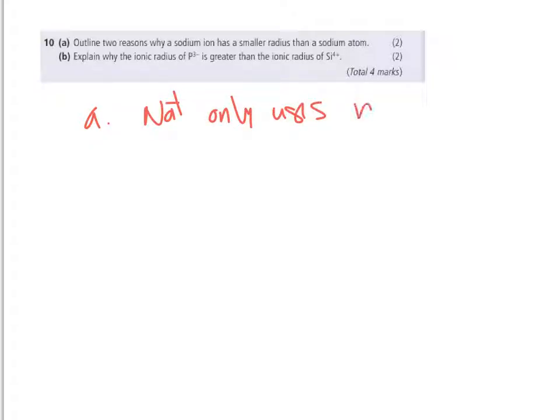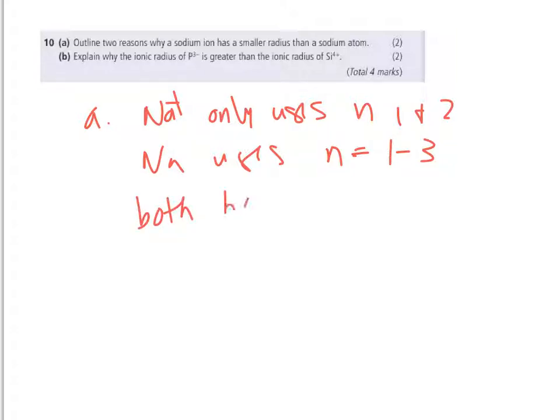only uses N1 and 2, whereas Na uses N1 through 3. So you empty out that top floor, but you have the same nuclear charge, and Na plus will be the smaller one. So those were the two reasons they're looking for. Again, to me, that's really more of just one reason.